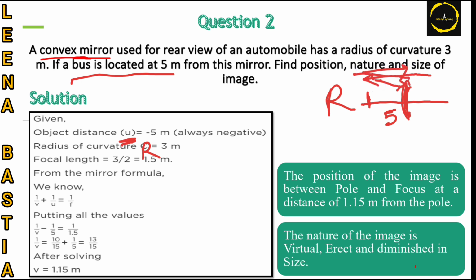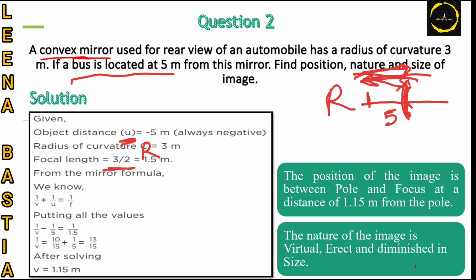Ray of light, if the ray of light is in this direction from left to right, we have to calculate from the pole side, from here, from the pole. So that is the reason we take it as negative. I hope you are clear here. Now we have to find out the focal length.